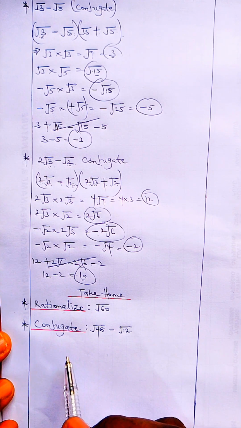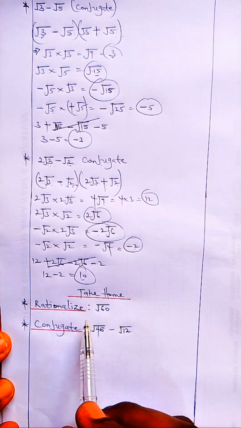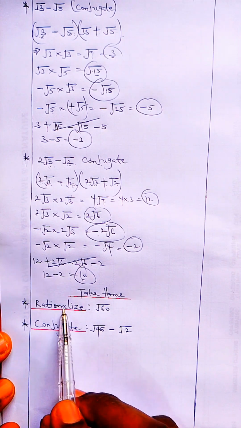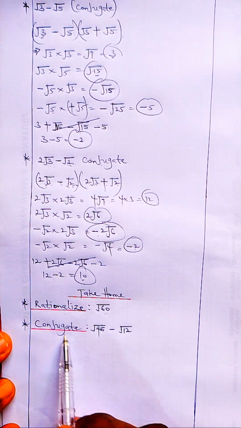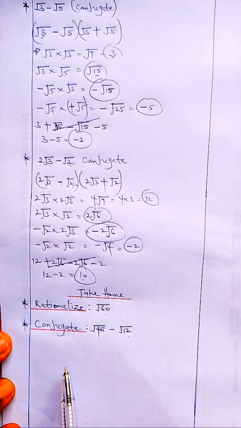Okay guys, let's look at this take home. Now after what we've learned today, it's time for us to get ourselves checked to see how much we got from today's exposition or lesson. So there's the first question, rationalize root 60. I would love you to help me rationalize root 60. So the next is conjugate root 45 minus root 12. I would love you to solve those two questions and leave your answers in the comment section.